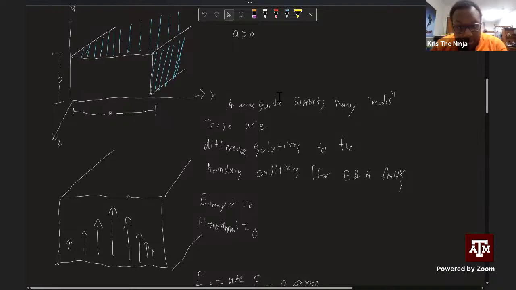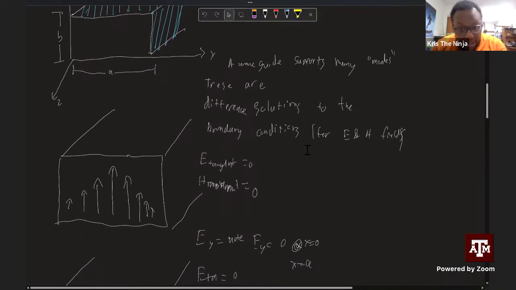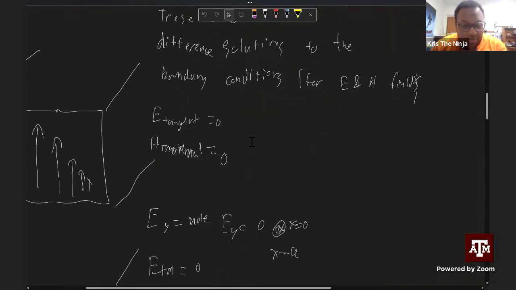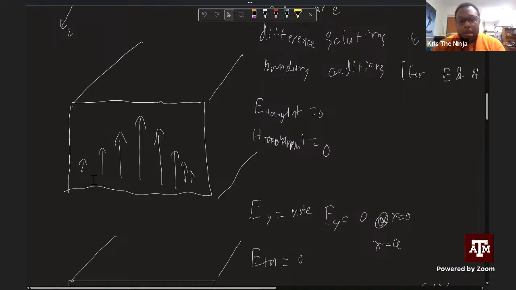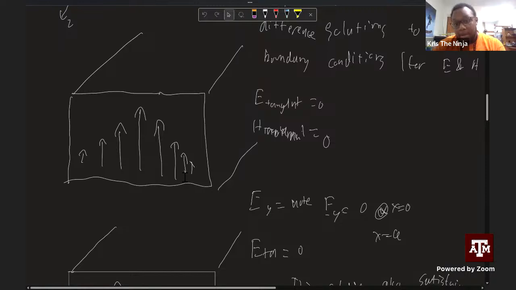But a waveguide supports many different modes, and these are different solutions to the boundary conditions for E and M. So if you look here, this is the way that the waves are propagating. They may be electric, they may be magnetic, but these are the way the waves are propagating. So you see that there's no tangent, and I think that's what says H normal.